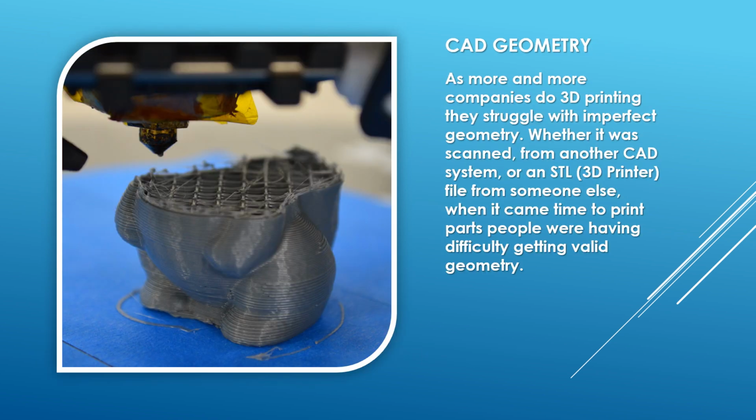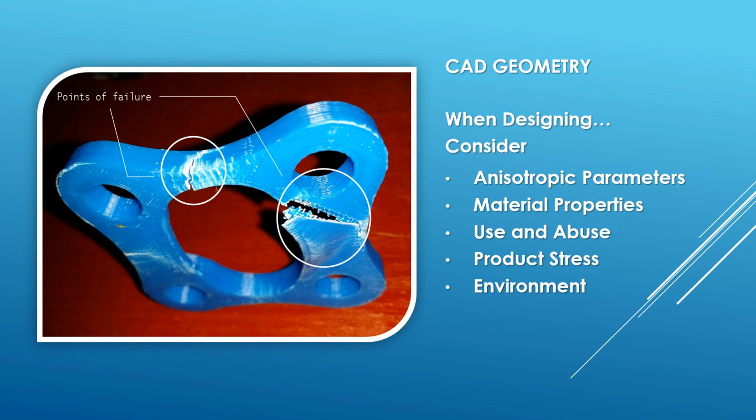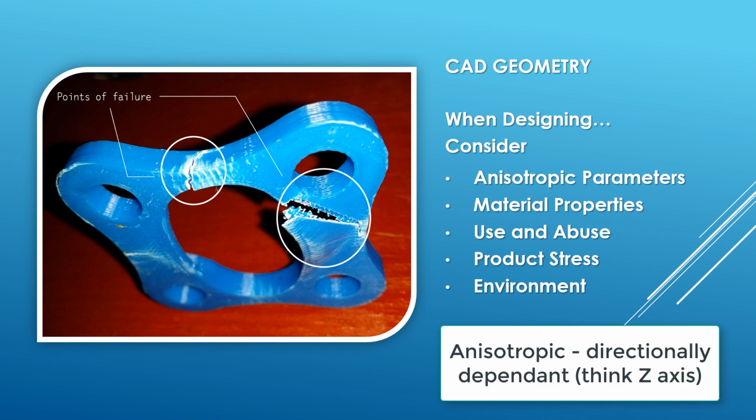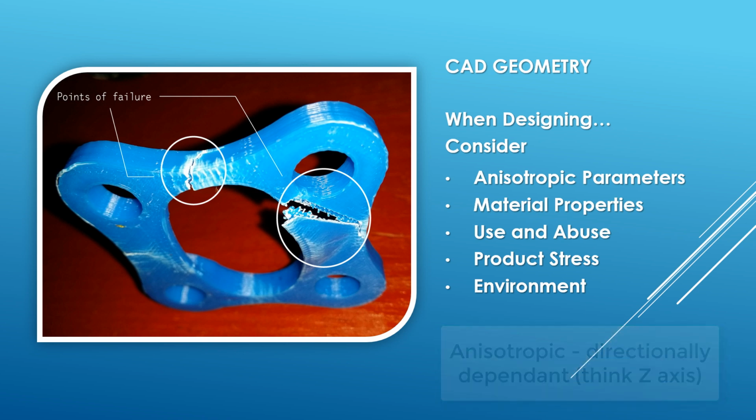We should always consider our CAD geometry when designing for 3D printing. As more and more companies do 3D printing, they struggle with the imperfect geometry. Whether it was scanned or from another CAD system or an STL file, when it came time to print parts, people were having difficulty getting valid geometry. The points of model failure are important to consider. The design considerations are anisotropic parameters, the material properties, use and abuse, the stress of the product, and the environment it will be used in.